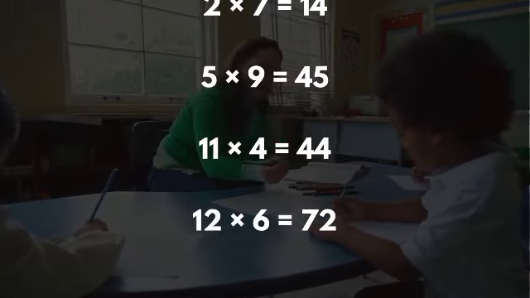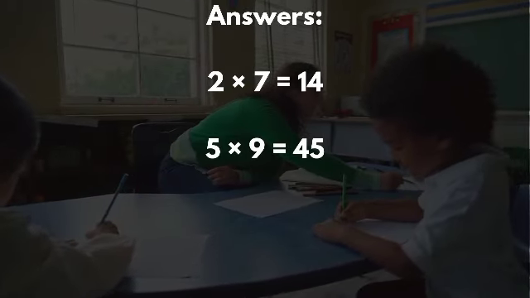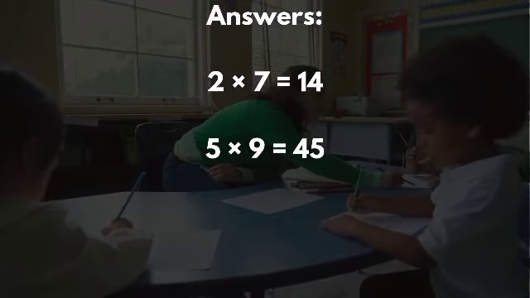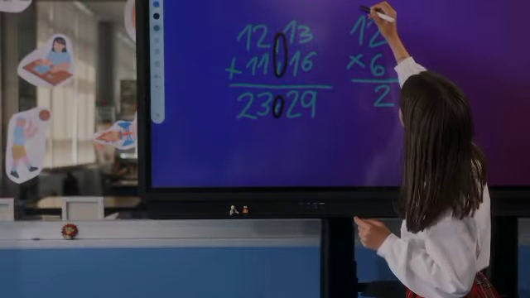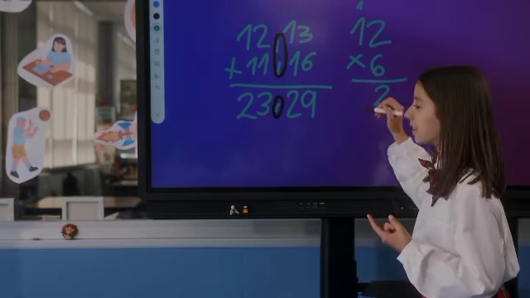Answers. 2 times 7 equals 14. 5 times 9 equals 45. 11 times 4 equals 44. 12 times 6 equals 72. Great job if you got it right, and practice makes perfect even if you made a mistake.